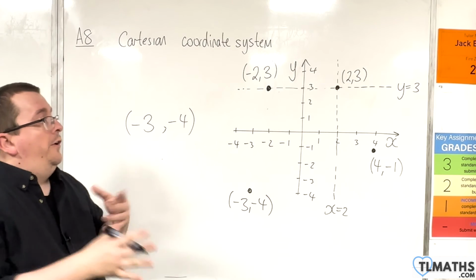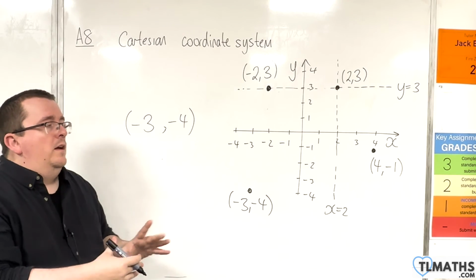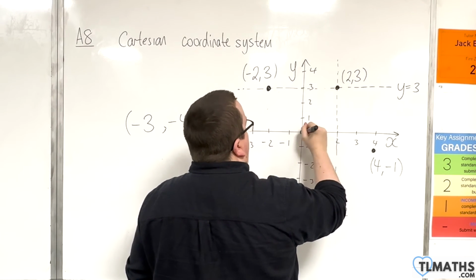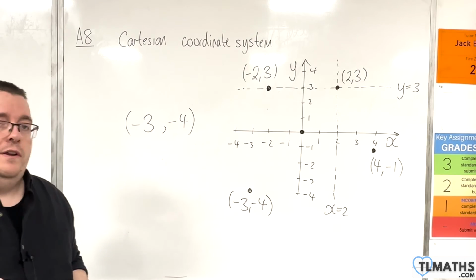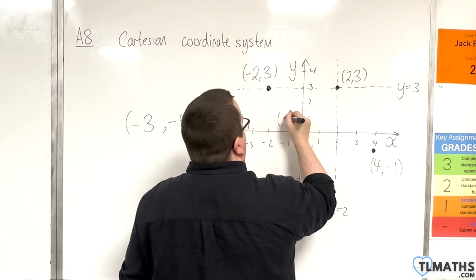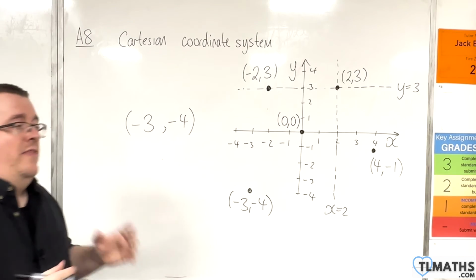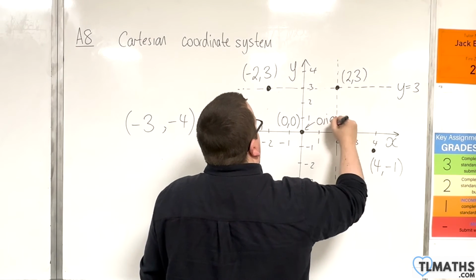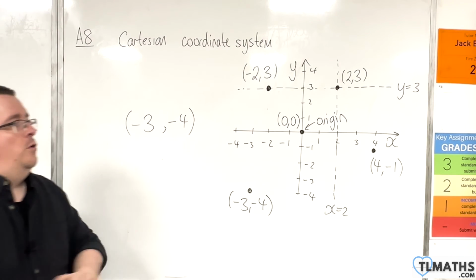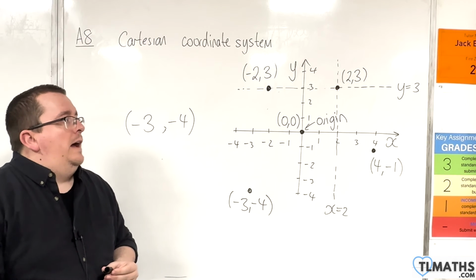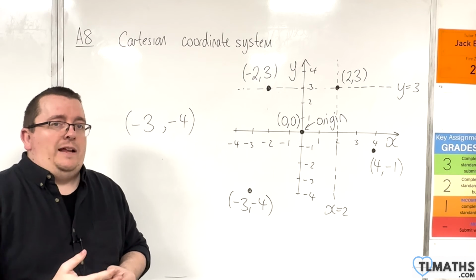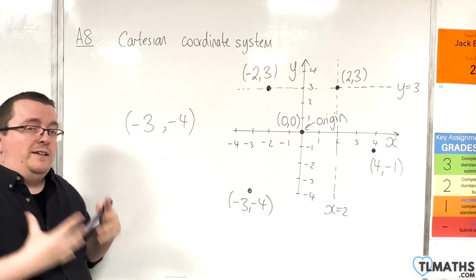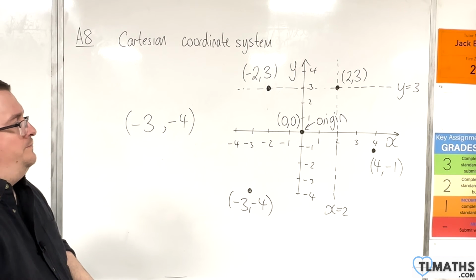Now, every time I plotted the point, I started from this position here. So this point here has the coordinates of 0, 0. And that point is referred to as the origin. So we refer to that point as the origin. Quite often it is labelled as O. Okay, so quite often you'll see, especially when you go into vectors and things like that, it's labelled as O.